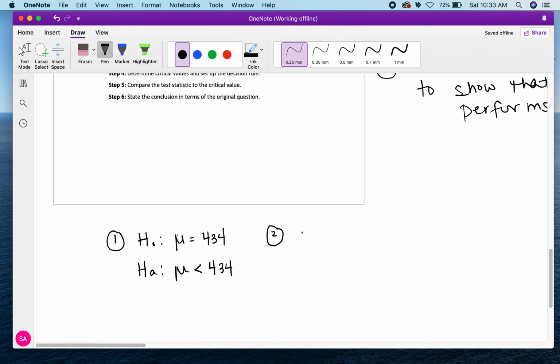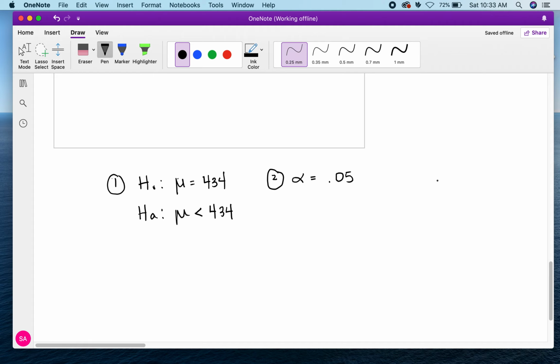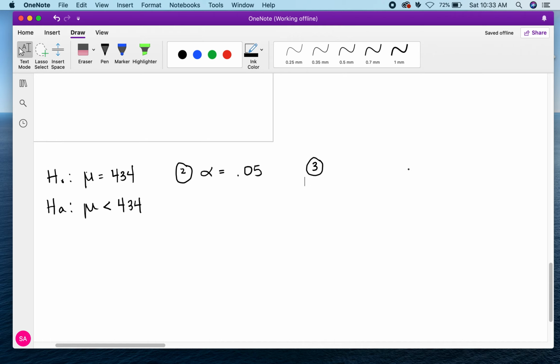All right, level of significance. They stated in the problem they want a 0.05 level of significance. And then let's go ahead and calculate our test statistic. So before I just plug everything into the formula, let me write out what these actual values were.